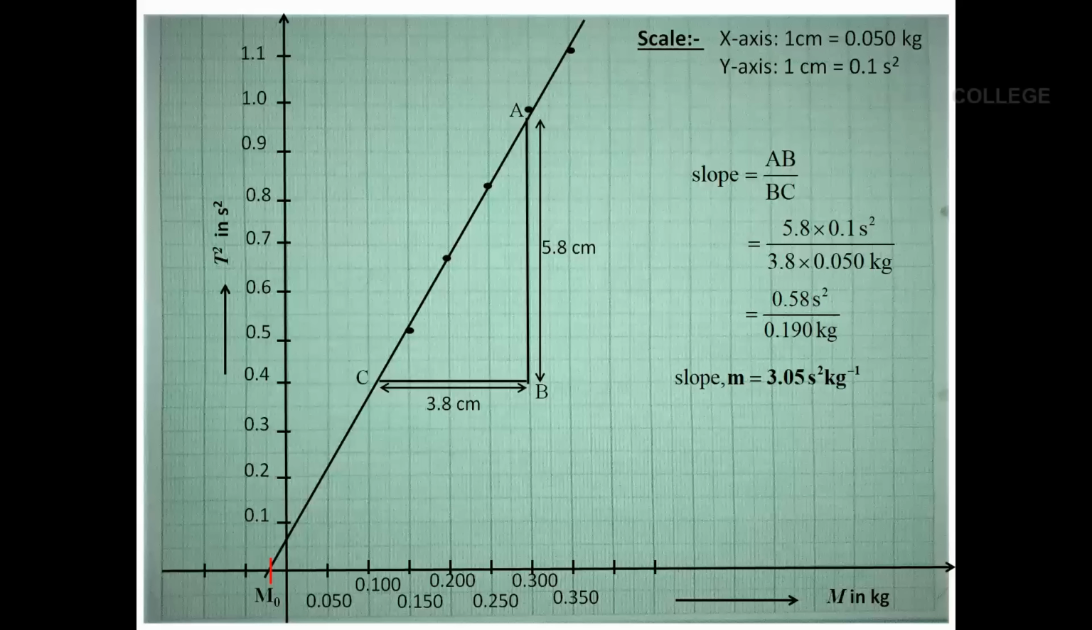Now to find the value of m naught, you just multiply the magnitude of x-intercept into the scale. Here it is. Effective mass m naught equals 0.4, which is the intercept of x-axis, into the scale of x-axis, which is 0.050 kg. If you multiply these two, you will get 0.020 kg. So we got the value of effective mass of the spring.